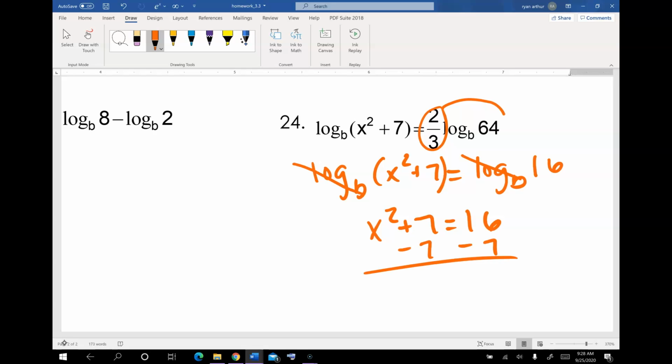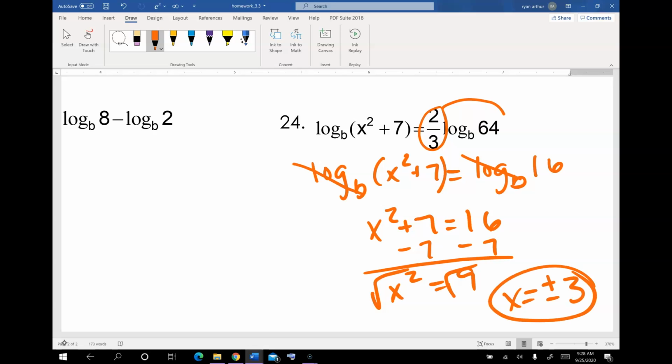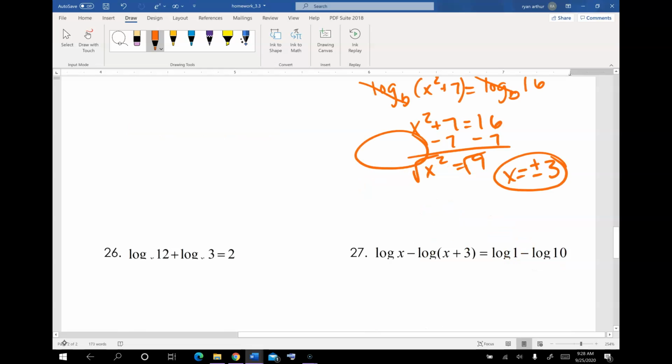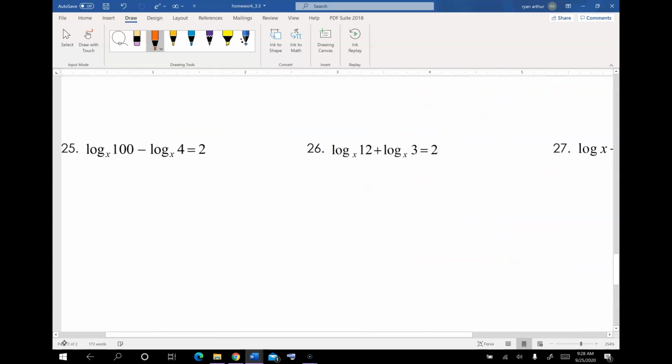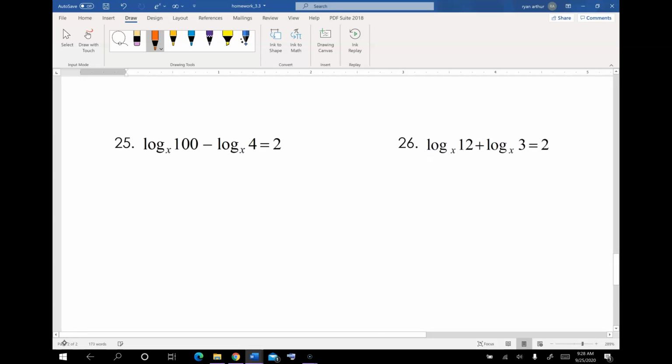Subtract that 7. I get x squared is equal to 9. Square root it. Remember, when you square root, you have 2 answers. So x equals plus or minus 3. Okay? And when you plug those in, you're A-okay. All right? Let's do 25 first. Okay?